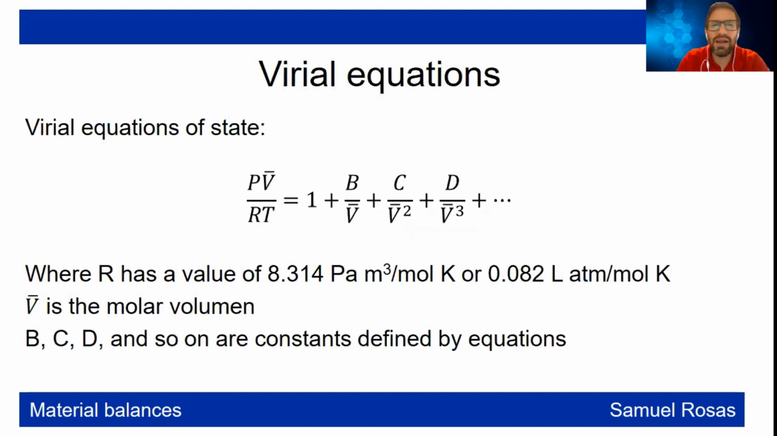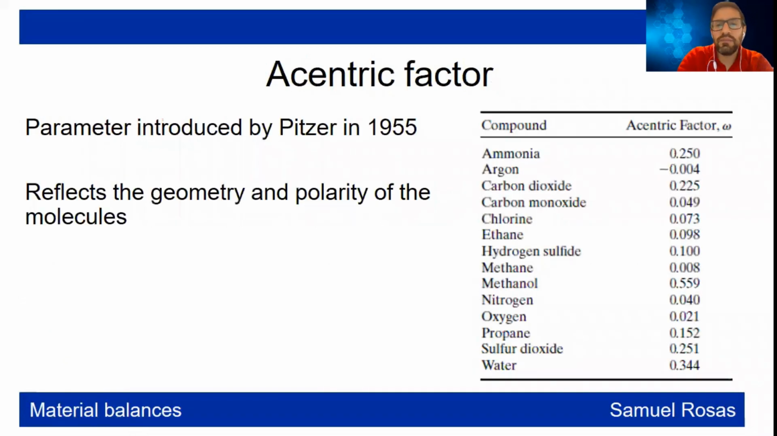And we have now what we call the virial equations, and the virial equations are going to add terms. Let's say we're going to be adding B over the molar volume plus C over the molar volume squared plus D over the molar volume cubed, and so on and so forth. And B, C, and D are constants defined by equations. It is important here to talk about the eccentric factor, and this is a parameter which was introduced by Pitzer in 1955, and it's going to reflect the geometry and polarity of the molecules.